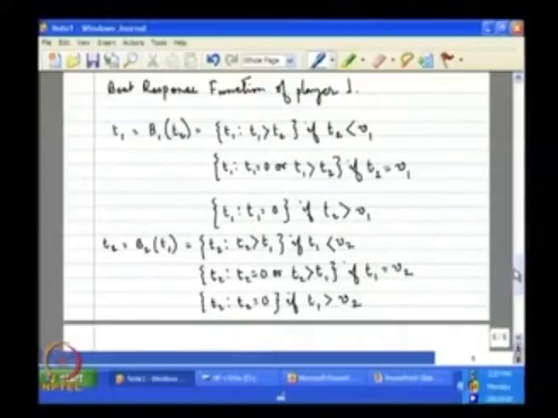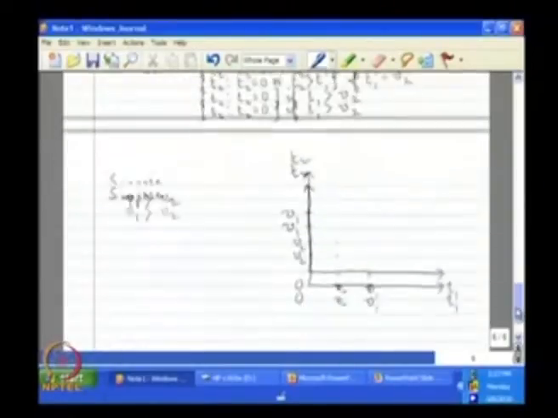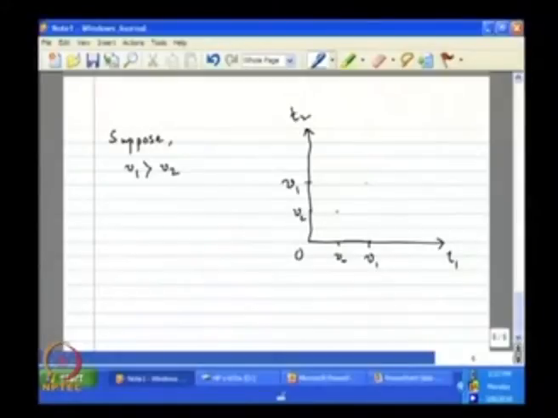First let us draw this best response function of player 1, B1 of T2. If T2 is less than V1, then T1 is strictly greater than T2. So, this is the 45° line. I can imagine this is the 45° line. If T2 is less than V1, then T1 should be strictly greater than T2.